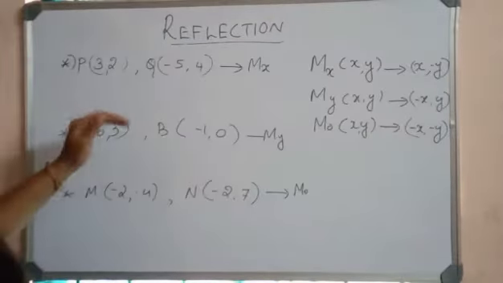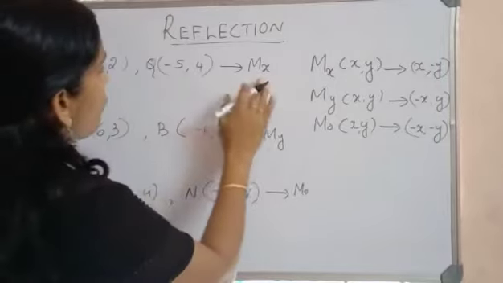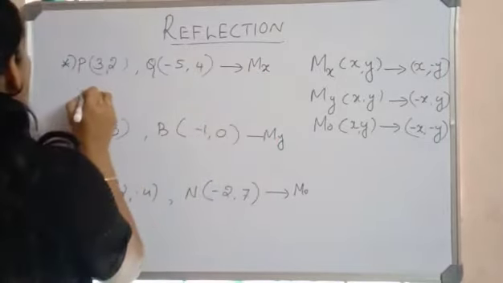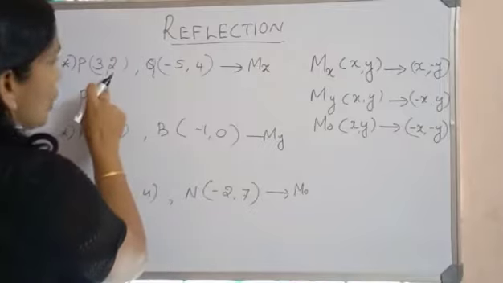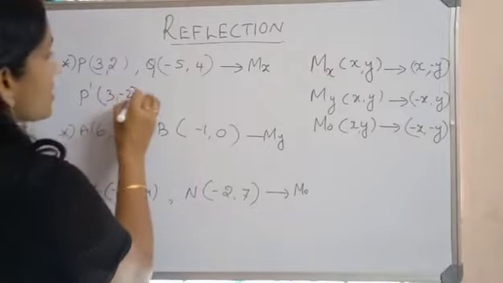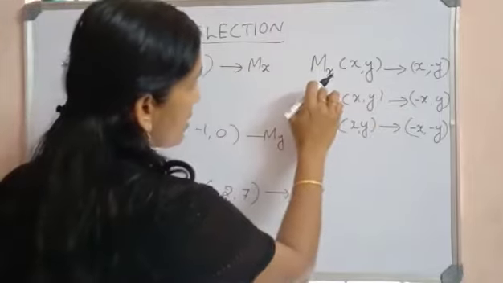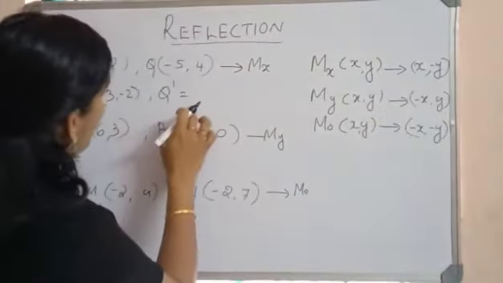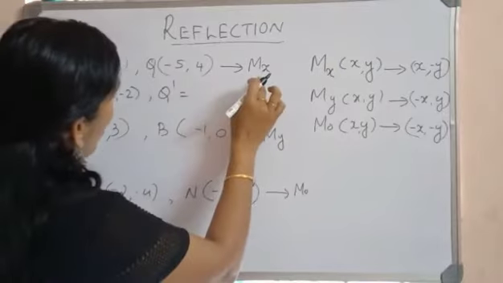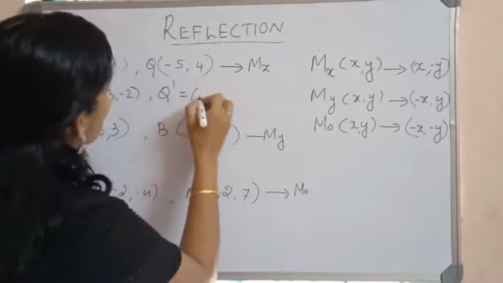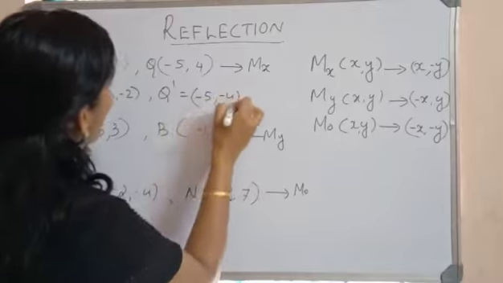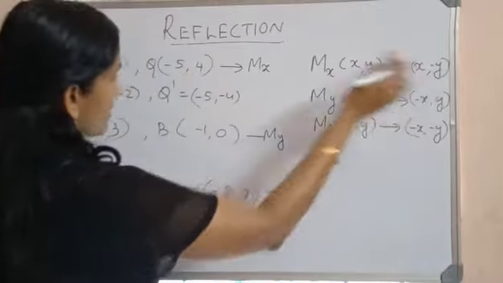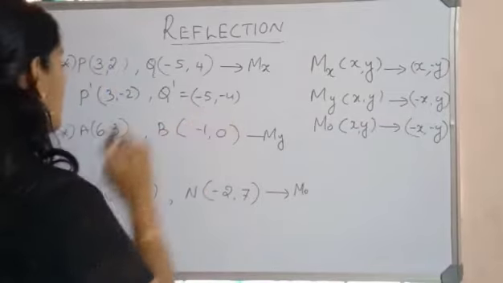Now let's see some examples. Consider a point P and the reflection is taking place in the x-axis. So this changes to P dash. We get P dash as (3, -2) since the reflection in the x-axis gives the point as (x, -y). Similarly, Q dash can be obtained. The reflection in the x-axis gives you the point (-5, -4). Here the y coordinate is 4. The y coordinate changes to -y, so this will be (-5, -4).